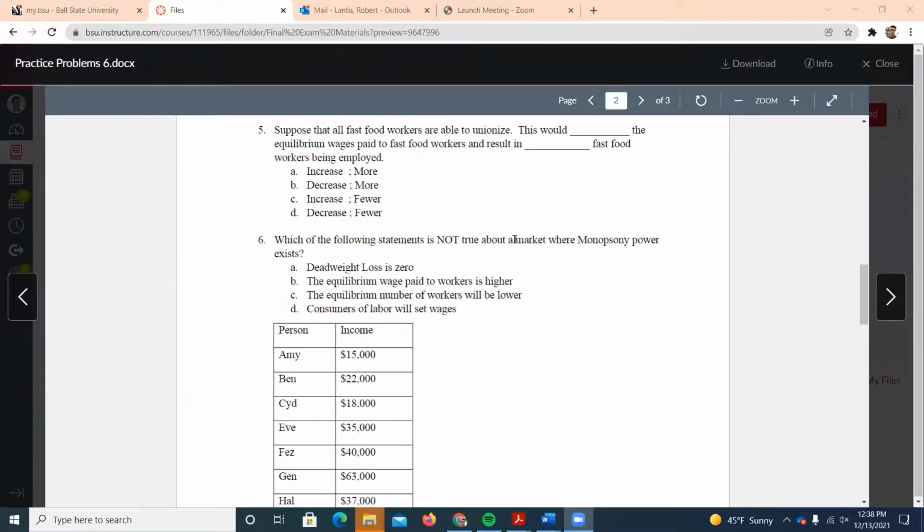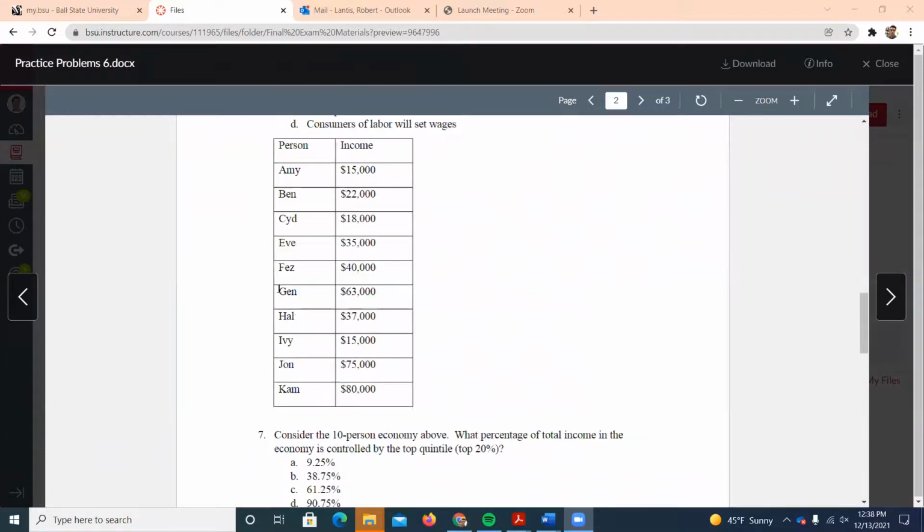The ones that you wouldn't really have a graph per se to draw is, let's say I gave you this 10-person economy, and I then asked, okay, what percent of total income is controlled by that top 20% or that top quintile? Well, the top 20% of income earners, if I've got 10 people, what would 10% of 10 be?